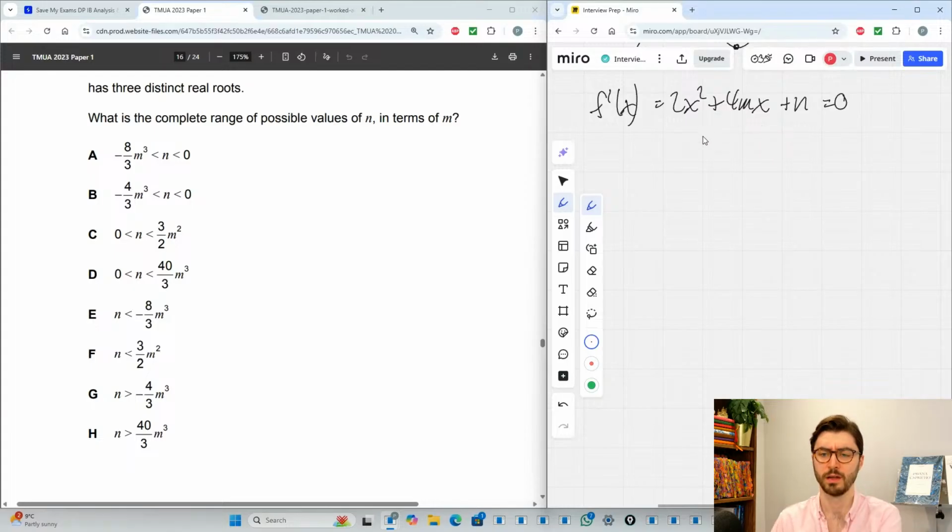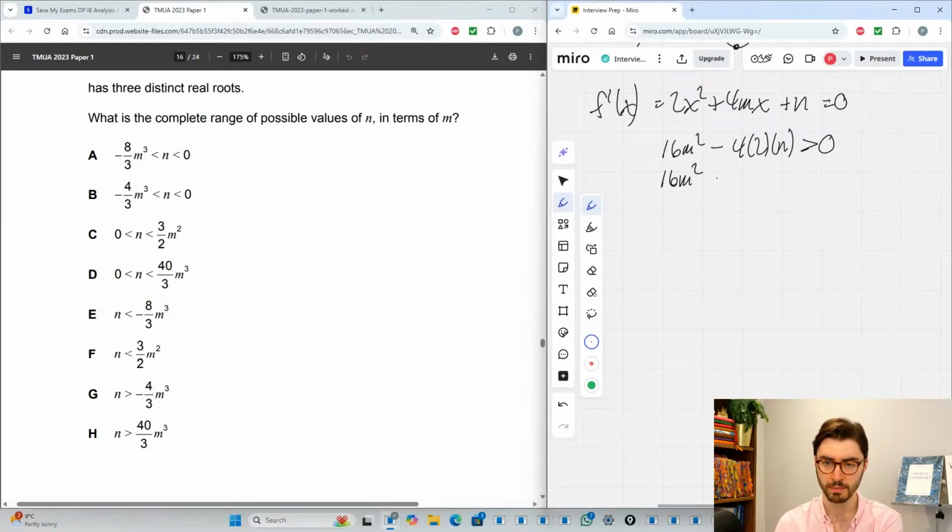So here, I know this will have. So I'm just going to write, okay, so this discriminant has to be bigger than 0. So 16m squared minus 4ac must be bigger than 0. So 16m squared minus 8n must be bigger than 0. I'll divide through by 8 because I can. So this is one condition. n must be less than 2m squared. That is not anywhere, so I must go on.